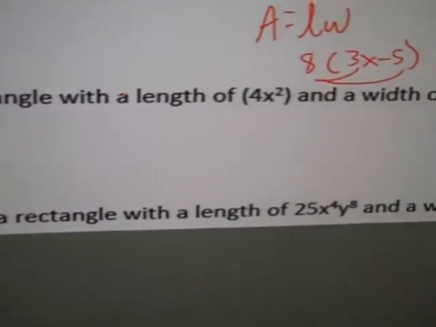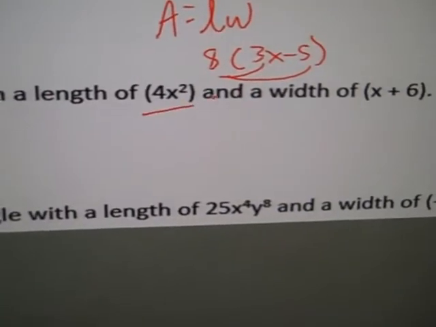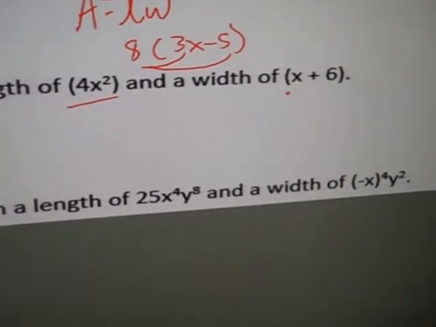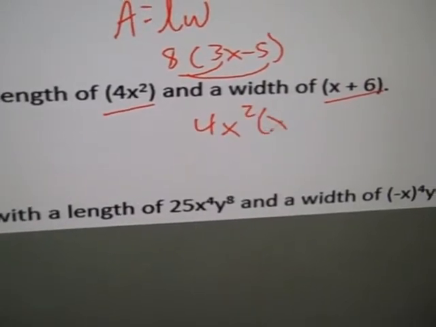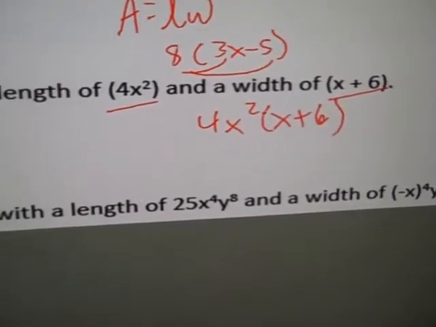13, area of a rectangle. Length is 4x squared. Width is x plus 6. More distributing. Just follow the rules with exponents.